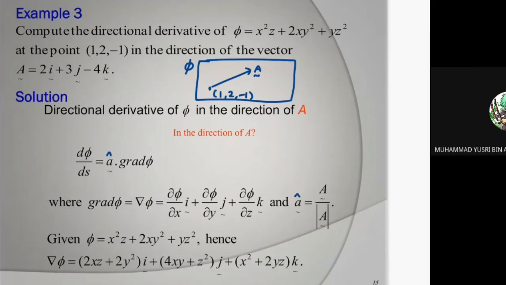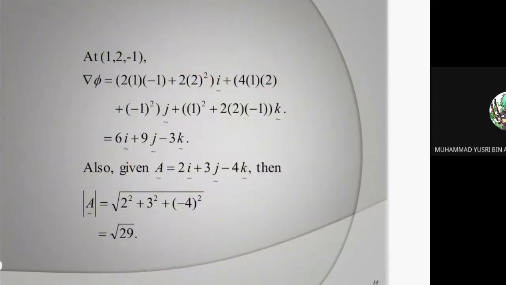We want to determine whether in this direction the gradient is increasing or decreasing. So A hat dot gradient phi. First you need to find the gradient phi. So this is your phi. Just differentiate each of these to find the gradient, and then substitute the point (1, 2, -1): x equal to 1, y equal to 2, and z equal to negative 1, and you'll get this vector. So your gradient phi is equal to 6i plus 9j minus 3k.